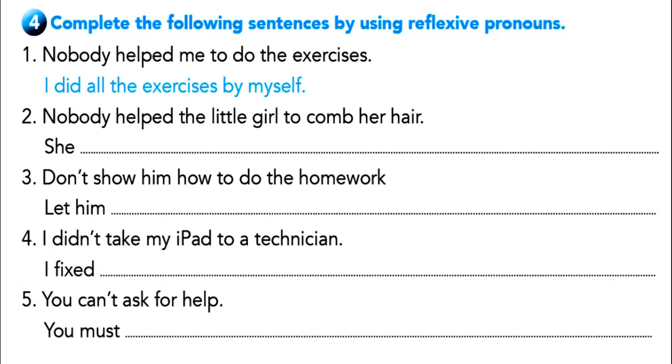Number 1. Nobody helped me to do the exercises, so I did all the exercises by myself. Myself here turns to I. That's right. Number 2. Nobody helped the little girl to comb her hair. Here he starts with the pronoun she. So you have to complete your sentence and at the end of it, you have to write the reflexive pronoun. Number 3, don't show him how to do the homework. So let him, and do the same as number 2.